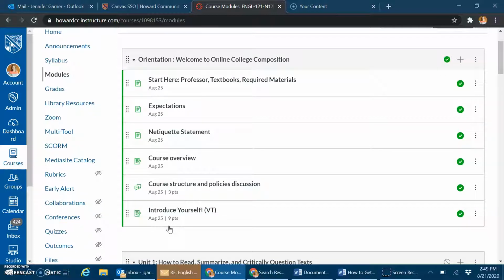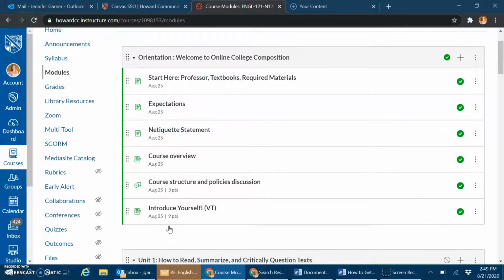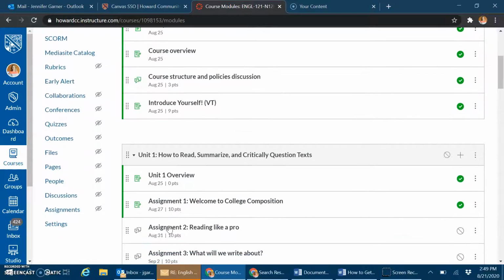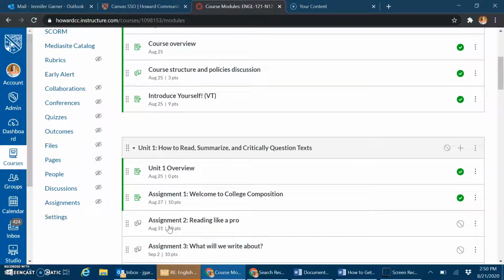So the first thing we did, which was due on Tuesday, was the orientation. And next we'll be moving into Unit 1. We're going to have 4 units this semester. Each unit is going to provide a series of assignments, and that will lead up to a larger final project.